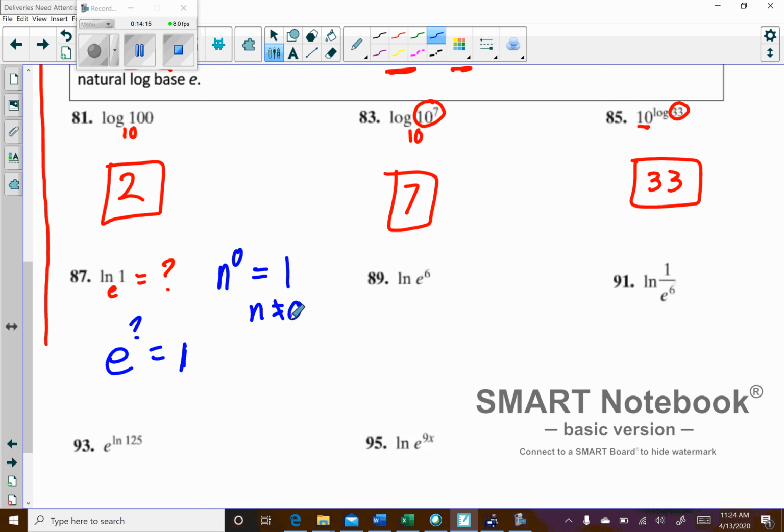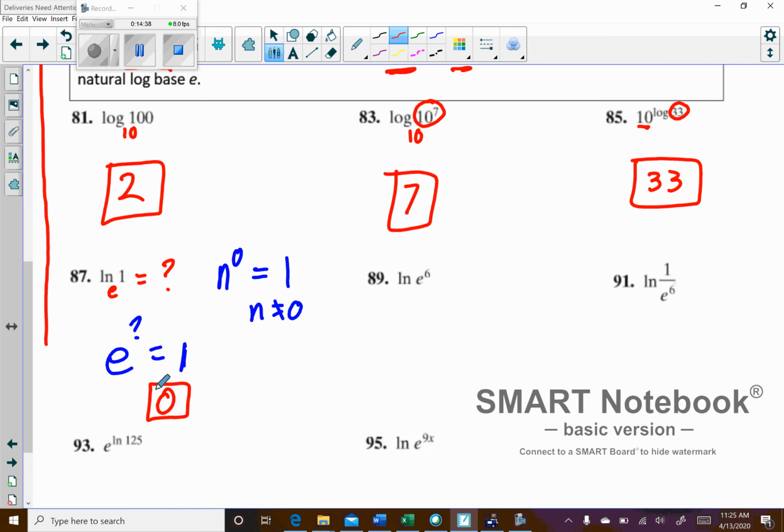But that's that. We're never going to throw one of those at you like that, okay? So e, which is that number 2.7 and so on, raised to 0 is going to equal 1. So that must mean that our unknown that we're looking for is 0. That's the answer to number 87: 0.